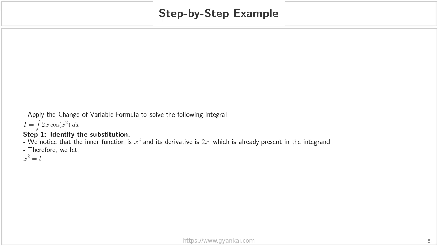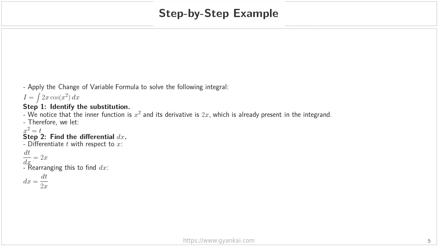Step 1, identify the substitution. Now, the key is to spot a good substitution. Look closely at the integrand, the function inside the integral. We notice that x squared is a function within another function, cosine. This is our inner function. And importantly, the derivative of x squared, which is 2x, is already present in the integral. That's a big clue, so we're going to let x squared equal t.